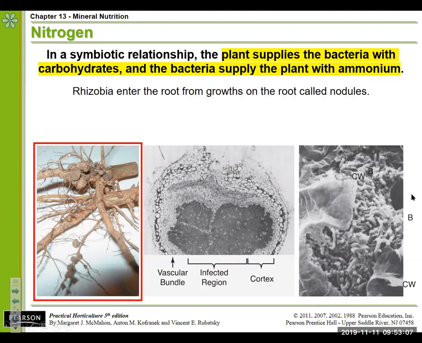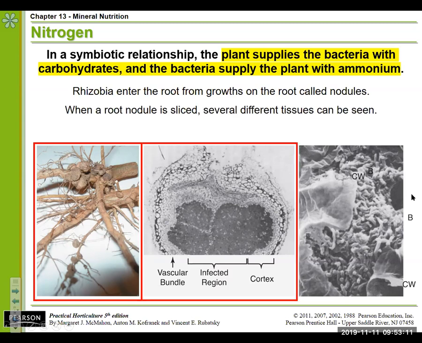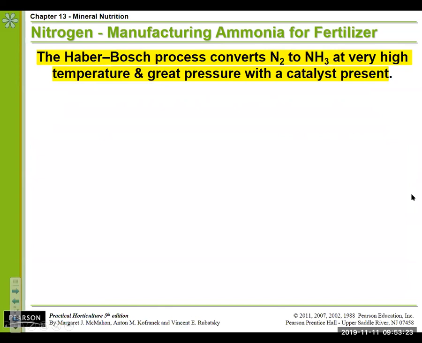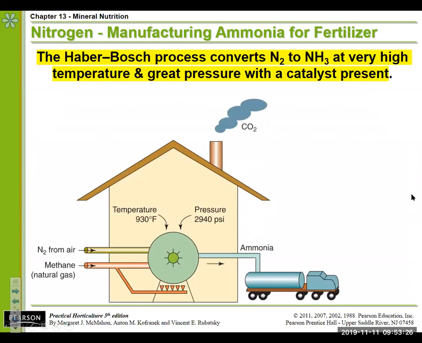So we have those rhizobia entering the root on these nodules, and then we can see those tissues and how it's moving that nitrogen to the tissues. We're talking about millions of bacteria living in these roots of the plant in this symbiotic relationship.